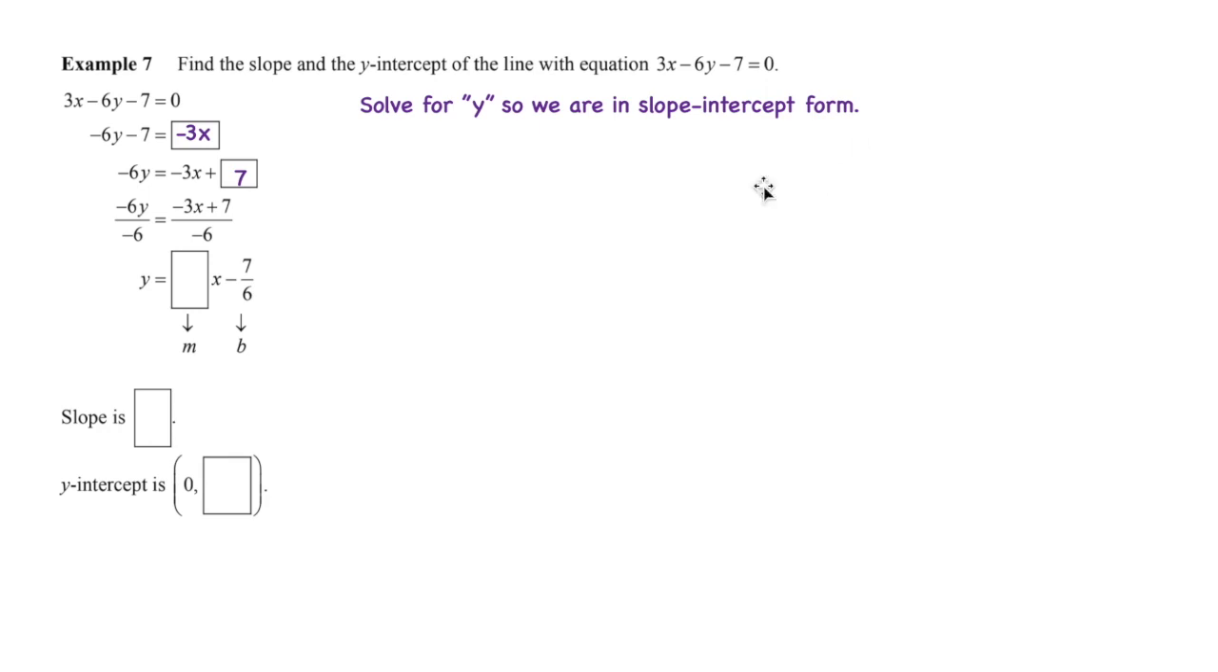Notice that I'm putting my x before my number by itself. Then I'm going to divide everything by negative 6. When I take negative 3x divided by negative 6, we end up with positive 1/2. And 7 divided by negative 6 gives us negative 7/6. Now that we have our information in slope-intercept form, we can pull directly our slope of 1/2 and write our y-intercept as 0, negative 7/6.